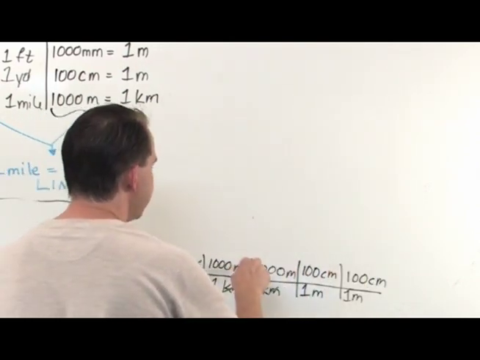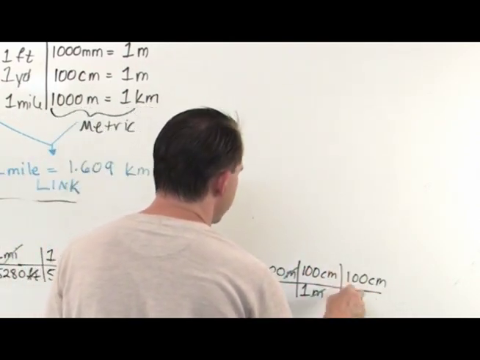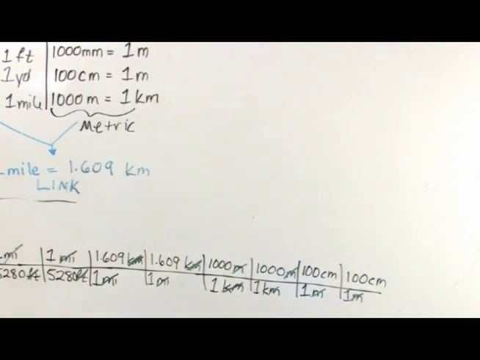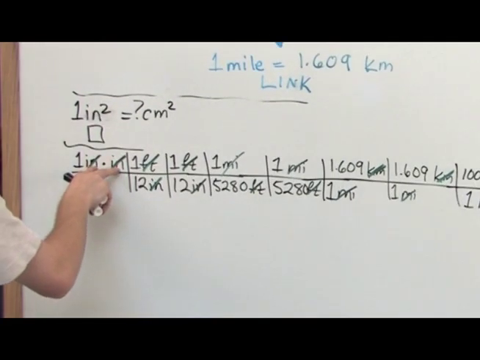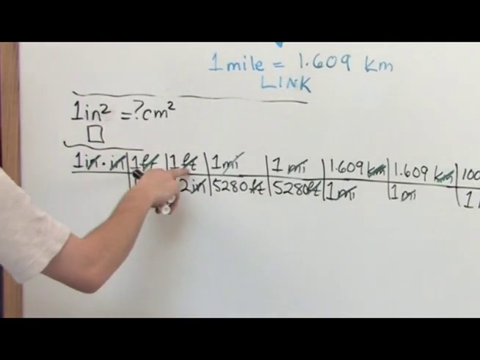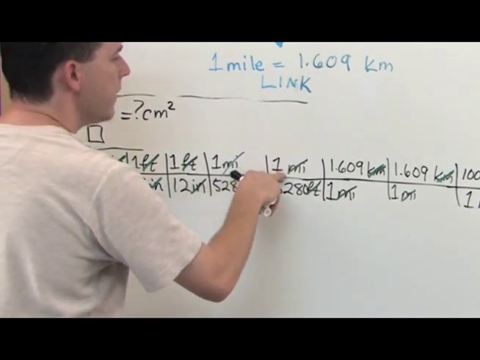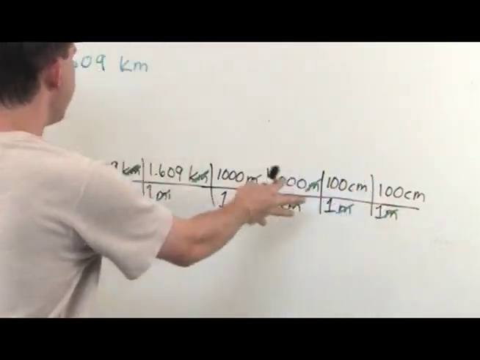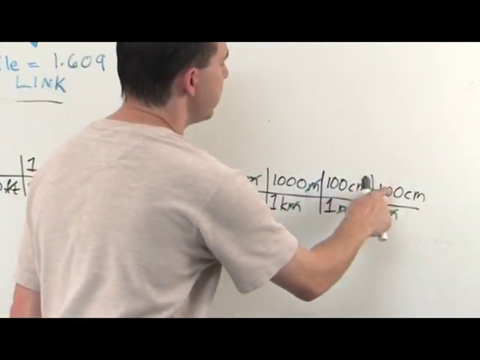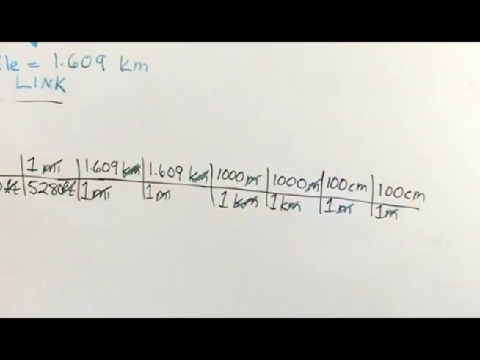Okay, you will see why I have made you endure so much pain to look at this giant list of conversion factors. Let's start from the beginning. I started with inches squared, inches times inches. I went from inches to feet, feet to miles, miles to kilometers, kilometers to meters, and meters to centimeters. Everything has canceled except for the centimeters times the centimeters, which is going to give me square centimeters.